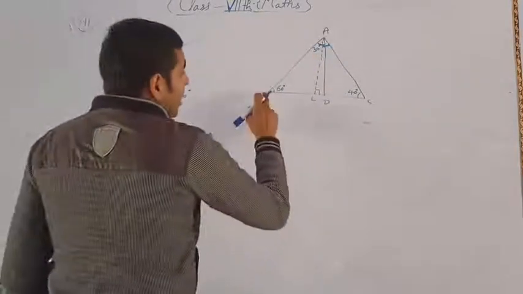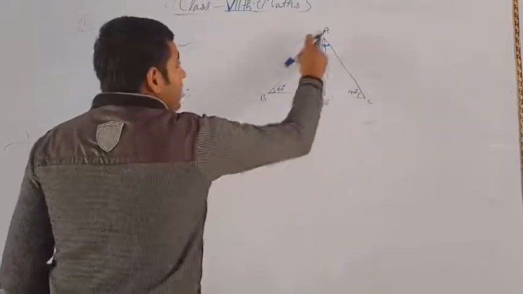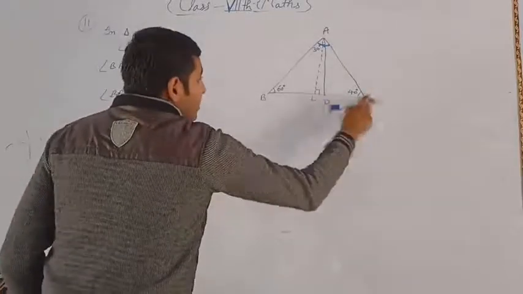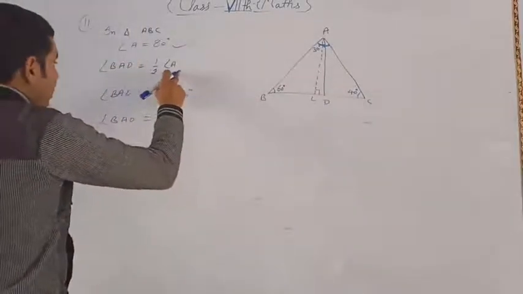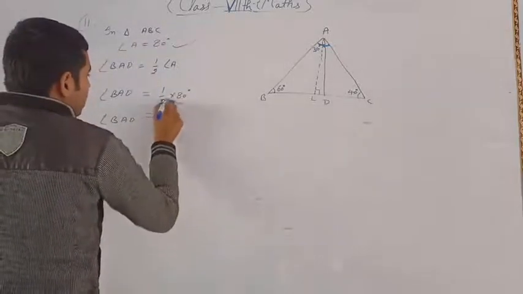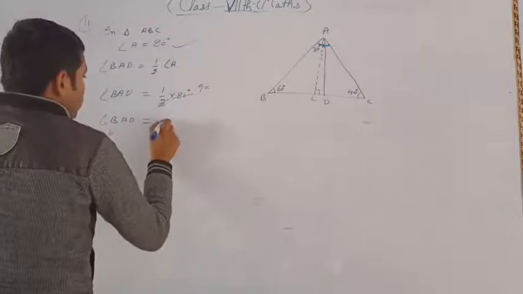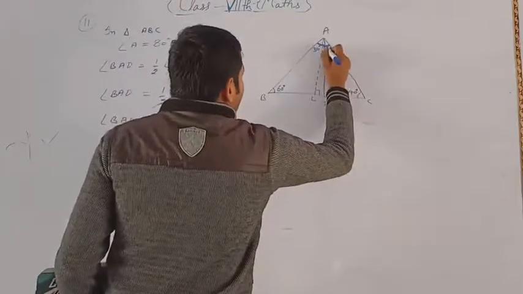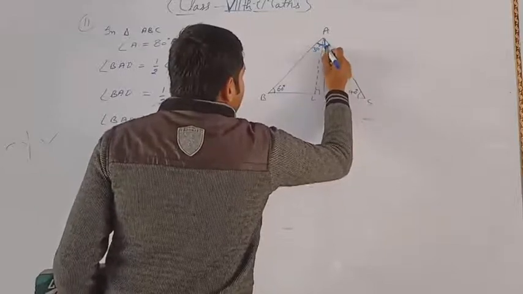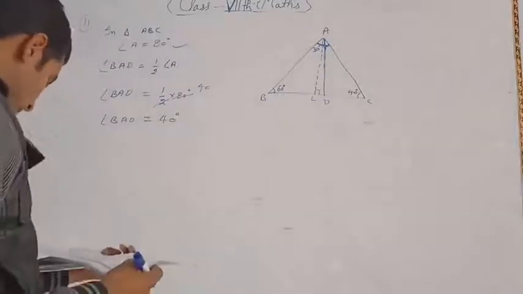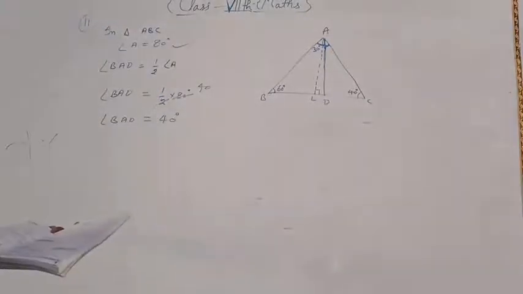And you have to find angle BAD. So angle BAD is equal to half of angle BAC. Angle BAC is angle A, which is given above as 80 degrees. So 1 by 2 into 80 degrees. 2 fours are 8, 2 zeros are 0. So angle BAD is equal to 40 degrees.